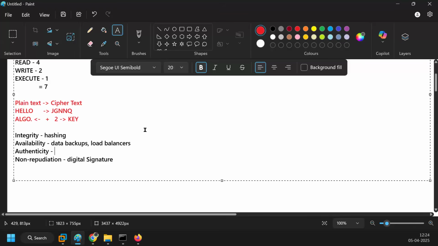Okay. So do we have any examples for the digital signature? Because I'm a bit confused between the certificate and the signature.